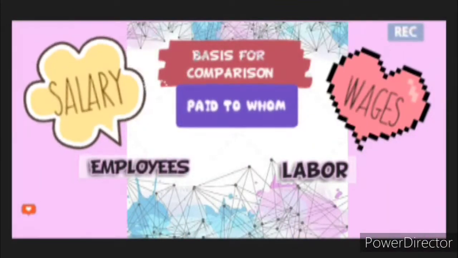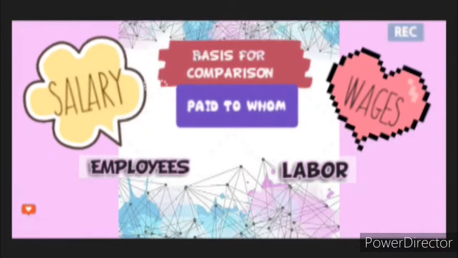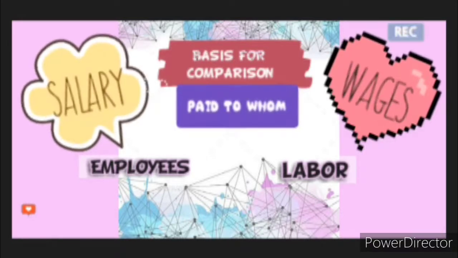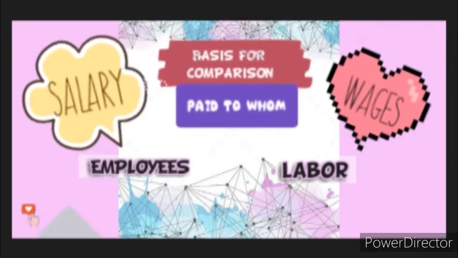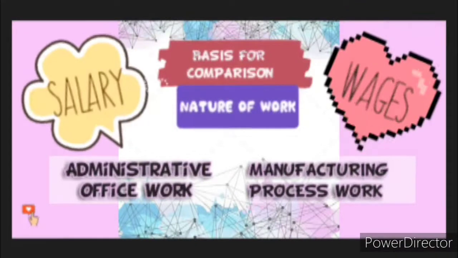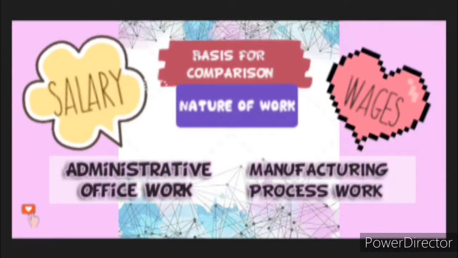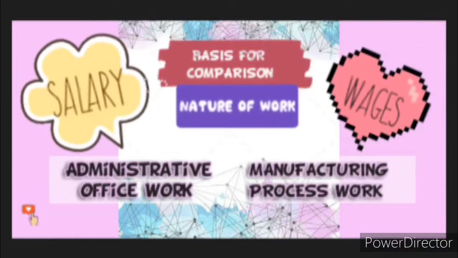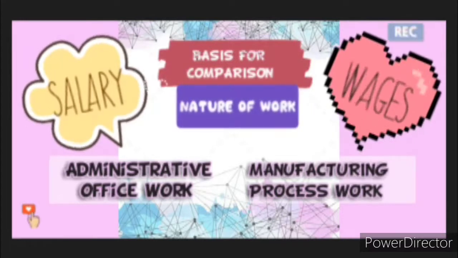Salary is paid to the employees who possess the skills and efficiencies in completing the office work, whereas wages are paid to the laborers who are engaged in manufacturing processes and do the work on an hourly basis. Nature of work. Salary is given to those who are engaged in administrative or office work, whereas wages are paid to those who are engaged in manufacturing processes that require unskilled or semi-skilled workers.